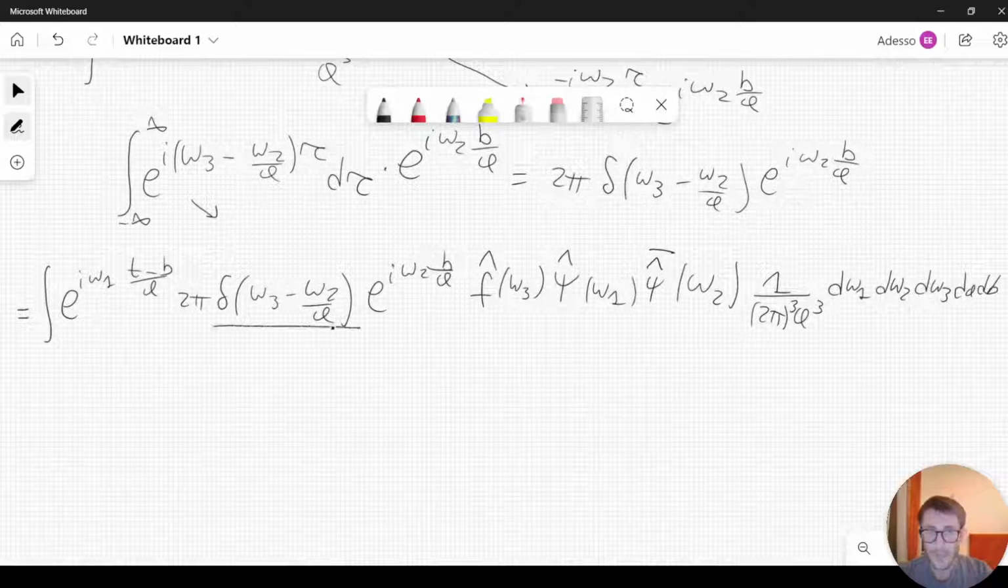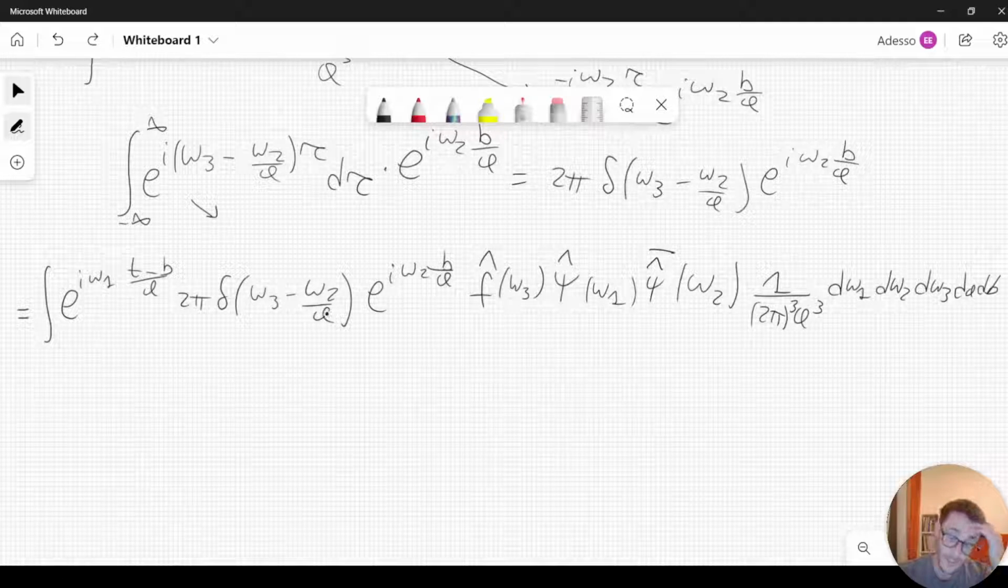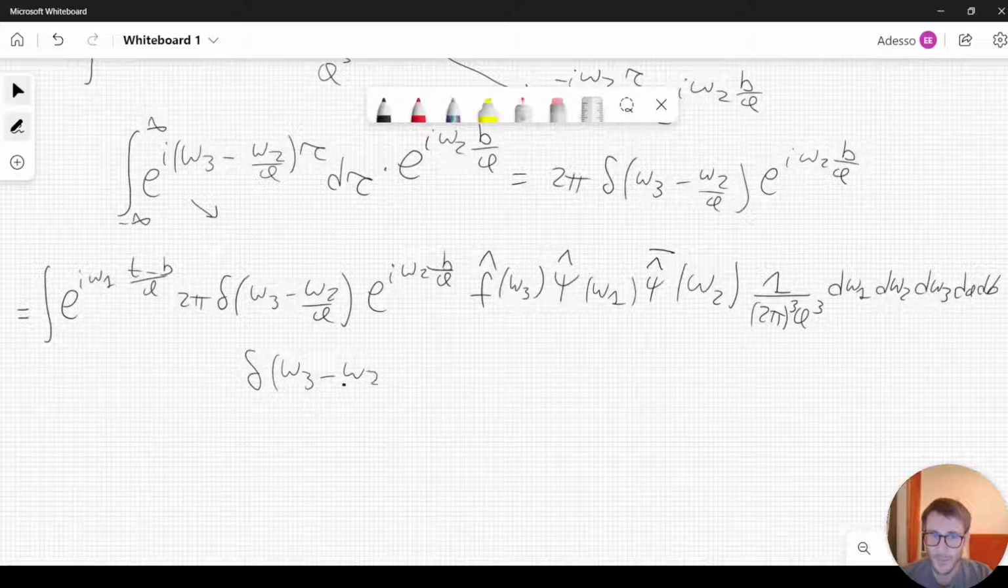here, Dirac delta of omega 3 minus omega 2 over a. And when this function, well, actually I should not call it a function, but for simplicity I might call it function because actually it's a distribution, but let's call it function if necessary. When this multiplies f hat of omega 3, there is a property of the Dirac delta that I can use. So I have delta of omega 3 minus omega 2 over a times psi hat of omega 3.